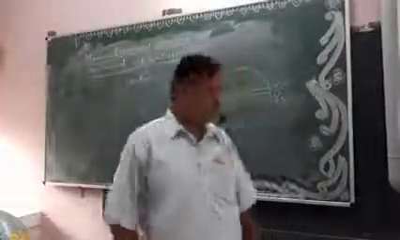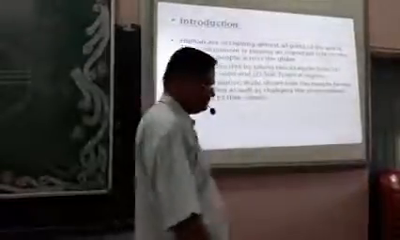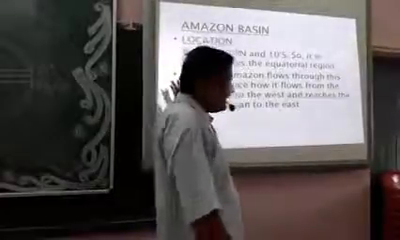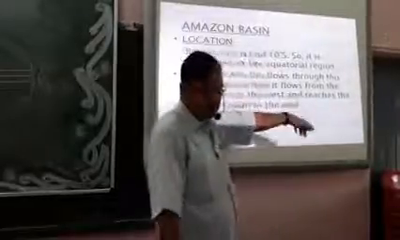The Amazon river takes birth in the western part and starts flowing towards the east, where it joins the Atlantic Ocean. Here we are going to see the map of South America, where the river Amazon takes birth in the west and flows towards the east, joining the Atlantic Ocean. In this course, there are thousands of rivers joining the Amazon river. These rivers are tributaries.